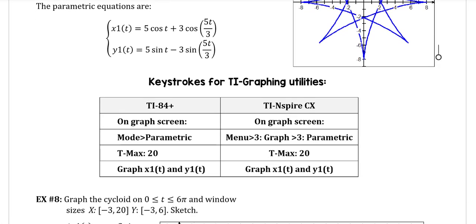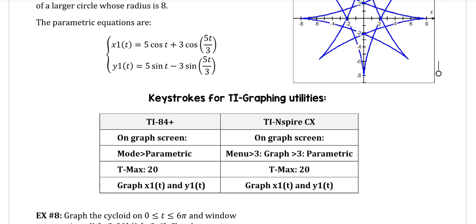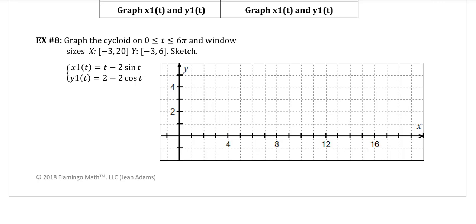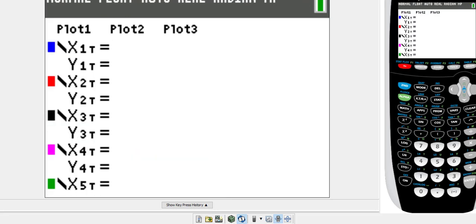So here's how we're going to do this on the calculator. Let me do it first, our example down here on our 84. Then I'll go back and do the steps on the Inspire. Okay, so we're going to graph this cycloid from 0 to 6 pi, and the window sizes are negative 3 to 20 and negative 3 to 6 on the y scale. So in your calculator, you're going to go under y equals, and you're going to type those in. You'll see that it looks different, that you have an x1 and a y1, and they both have a subscript of t, because that's your independent variable. So when you hit the variable key, a t will come into play here. And there is our y equation.